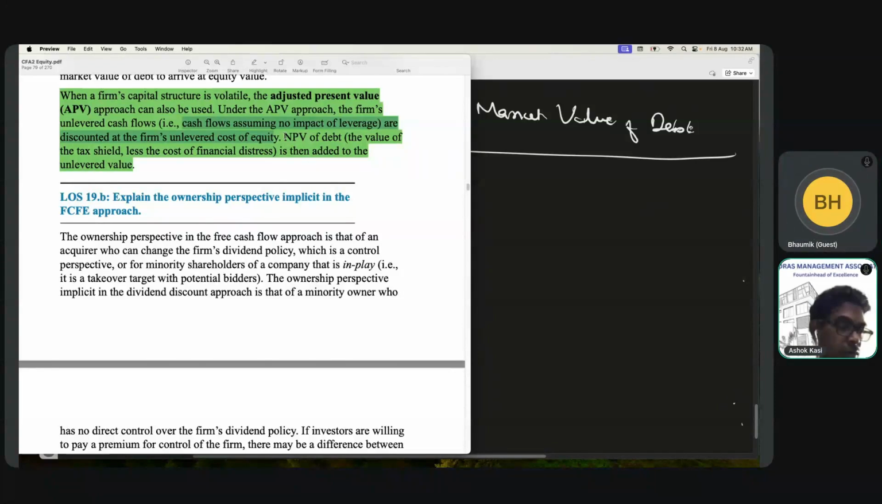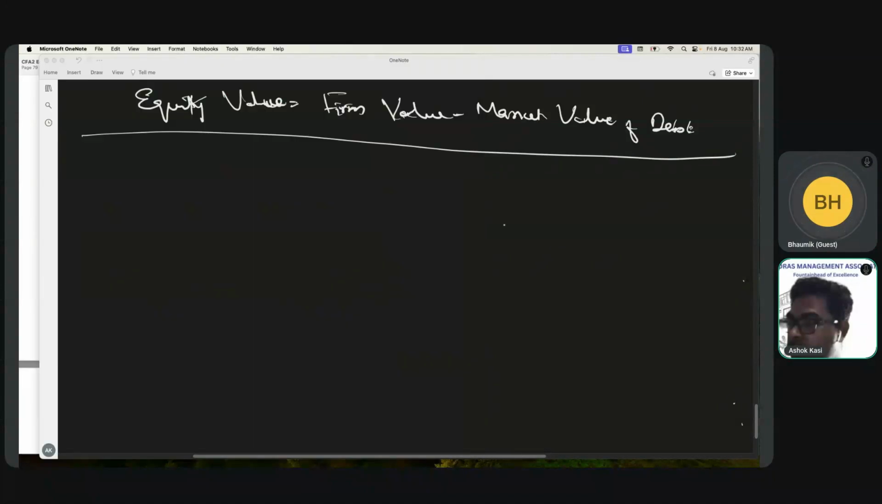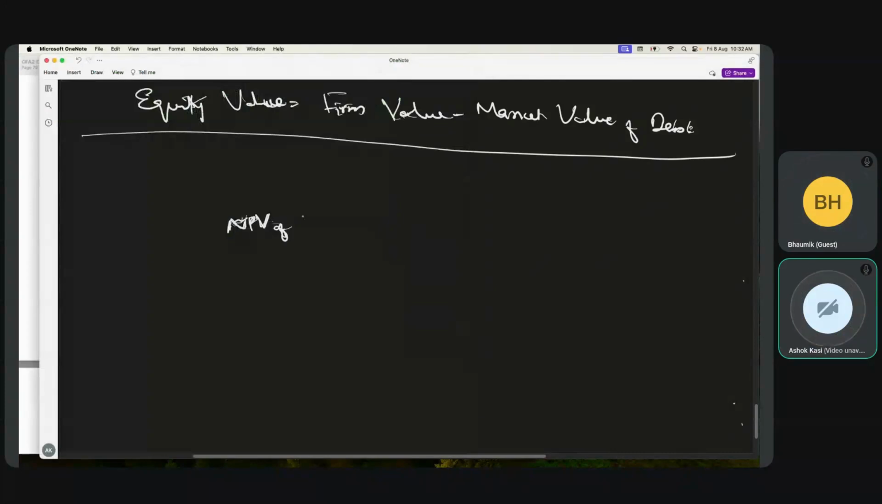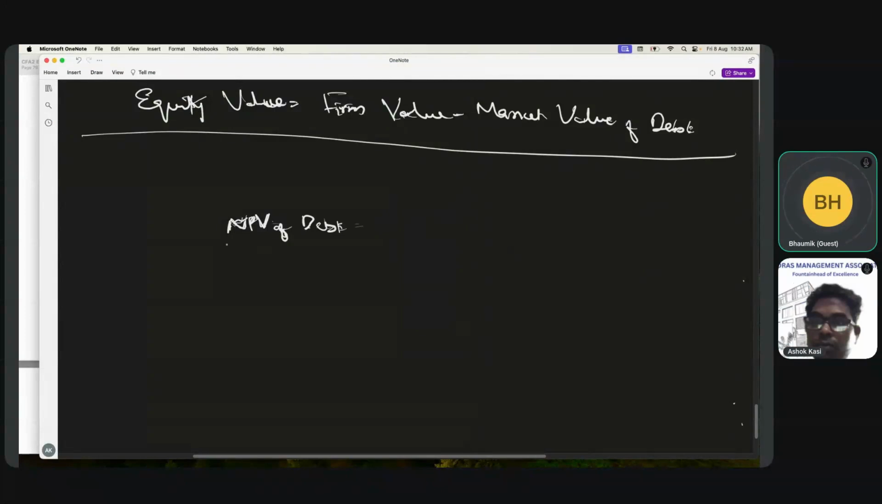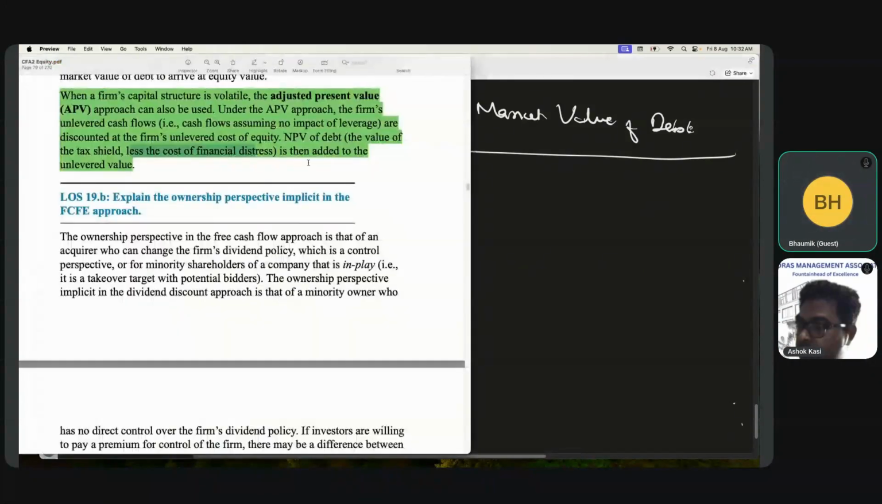Free cash flow to equity being discounted, and then you are adding the net present value of debt as well. Present value of debt you are adding, which is what? The value of the tax shield minus, so net present value of debt is equal to the value of the tax shield.